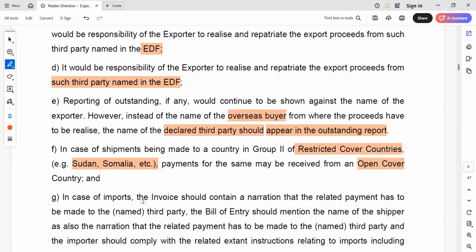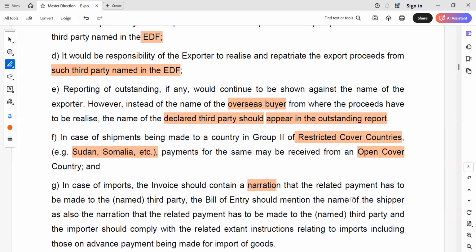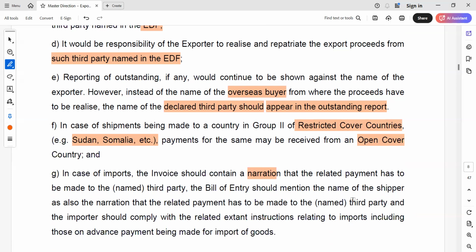In case of imports, the invoice should contain a narration that the related payment has to be made to a third party. The bill of entry should mention the name of the shipper as also the narration that the related payment has to be made to the third party, and the importer should comply with the related exact extent instruction relating to imports. So whenever there is a third party payment, the name should be mentioned on the shipping bill. That name should be mentioned on the shipping bill, that is very important.